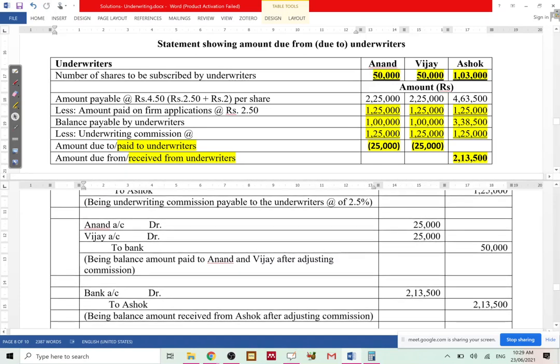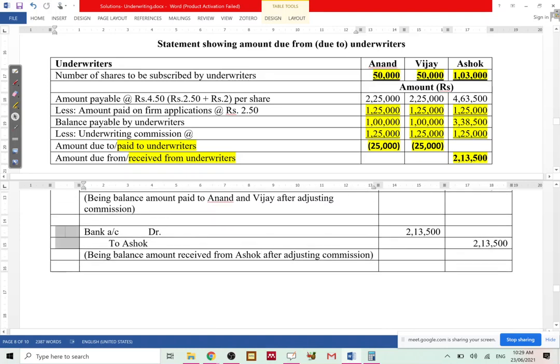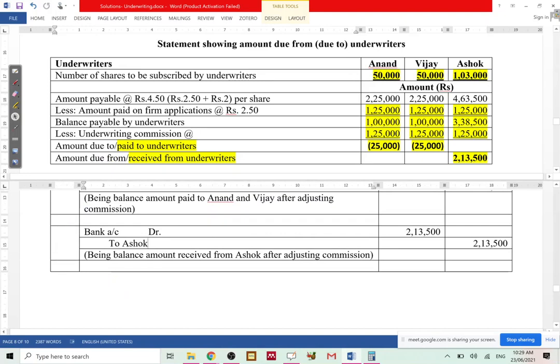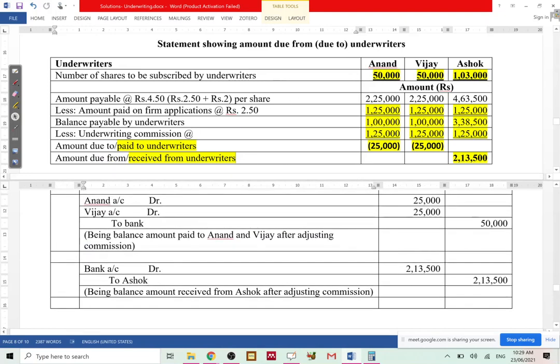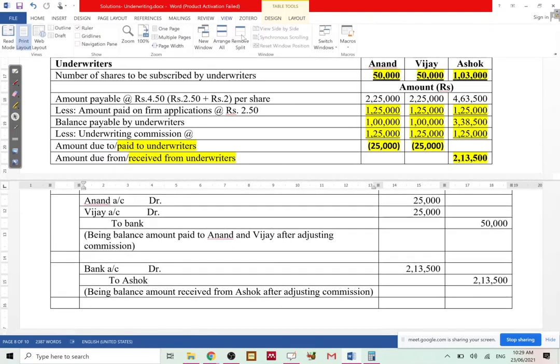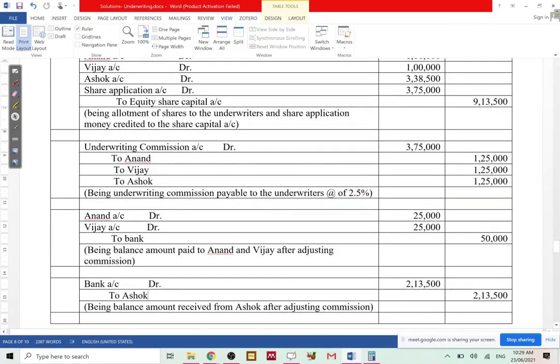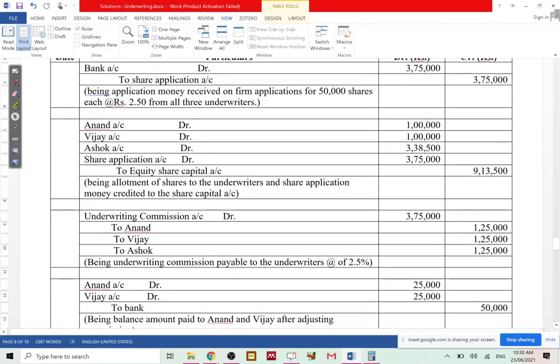Okay, and this is how much we have paid to the other two underwriters because our commission amount was greater than what they were supposed to pay us. Okay. So these were the journal entries. This is a complete full problem with both the statements as well as the journal entries to it.